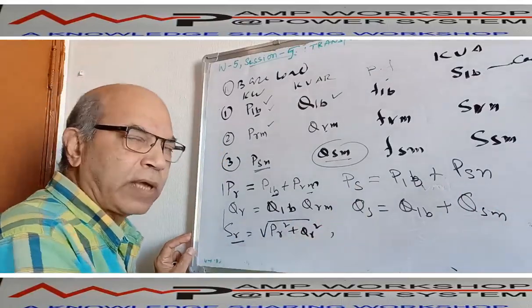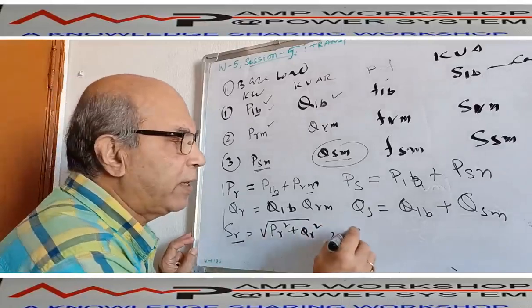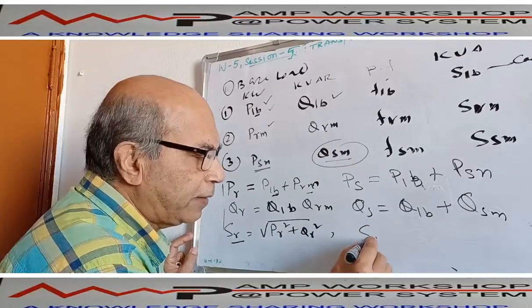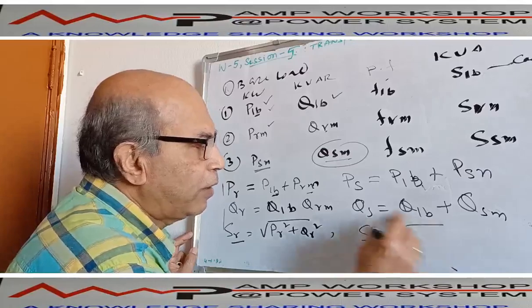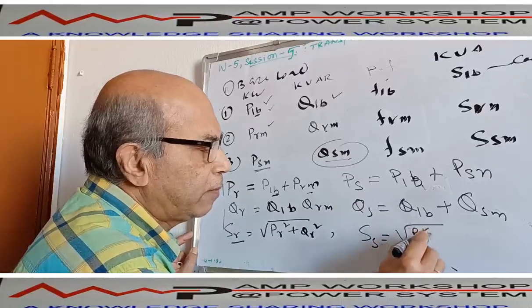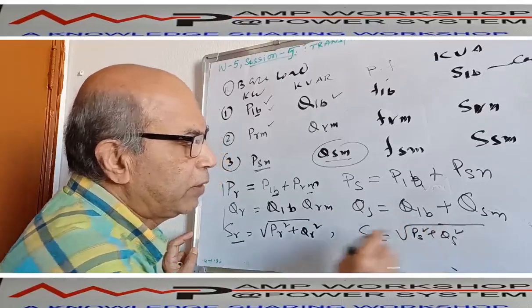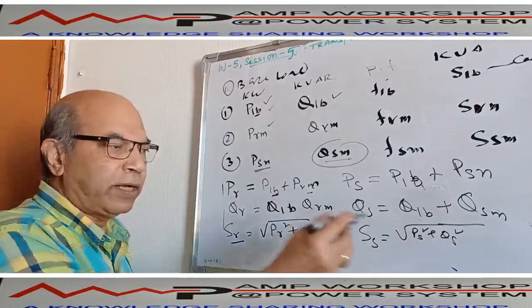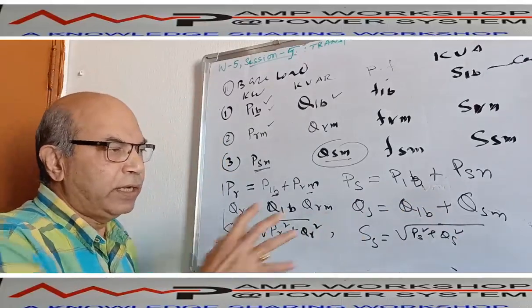Okay, then if we want to calculate the starting KVA, we can write the starting KVA SS equal to the square root of PS square plus QS square. So during starting, we can calculate how much KVA is required. So this way, now here is a factor.